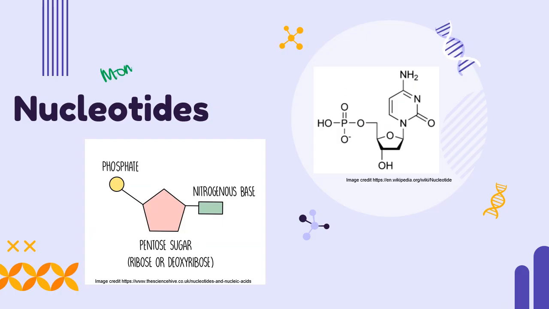The monomers, or small individual pieces of nucleic acids, DNA and RNA, are nucleotides. Nucleotides are composed of three main components: a phosphate group, a pentose sugar, and a nitrogenous base.